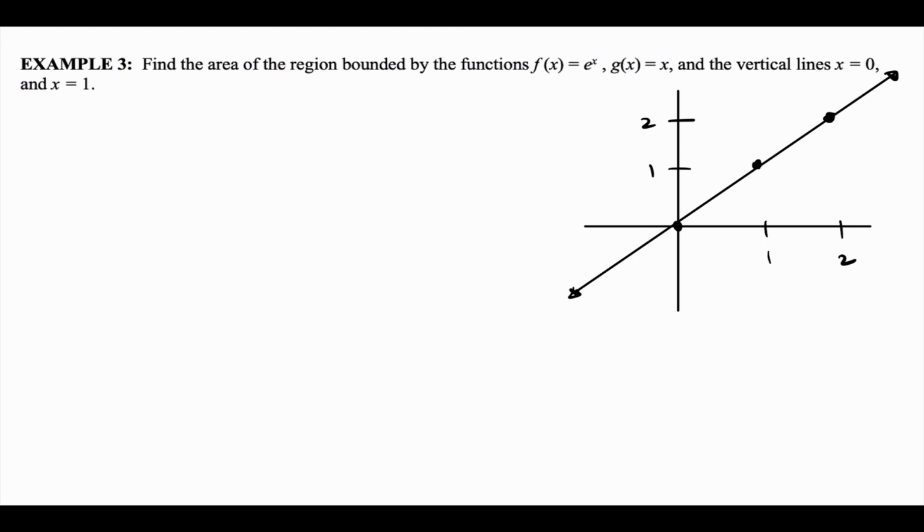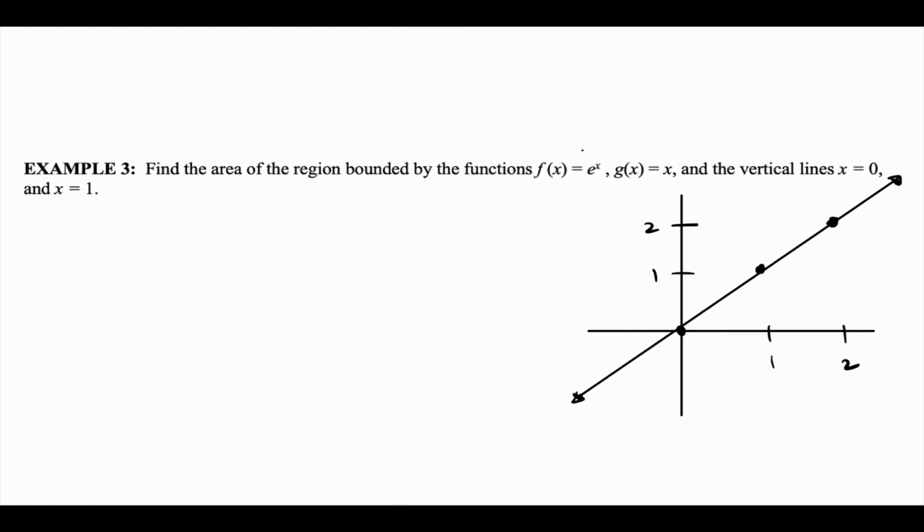e to the x. All right, so I need to plug some points in for e to the x. Or let me put these vertical lines first. Vertical lines at x equals 0, so x equals 0 is going to be the y-axis. x equals 1 is going to be this line here.